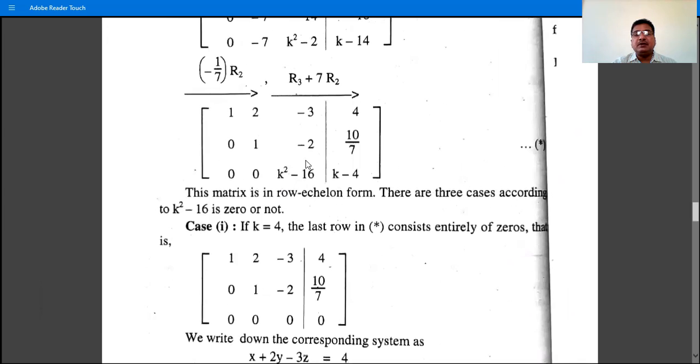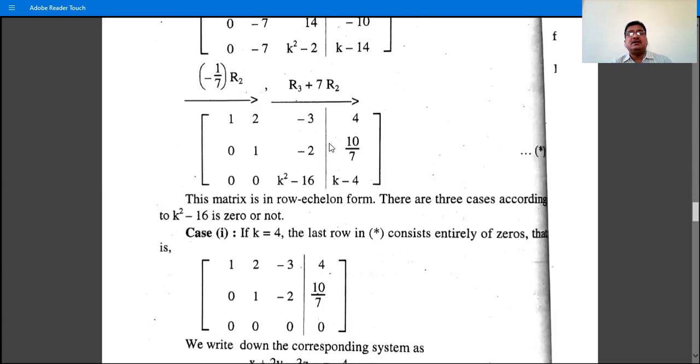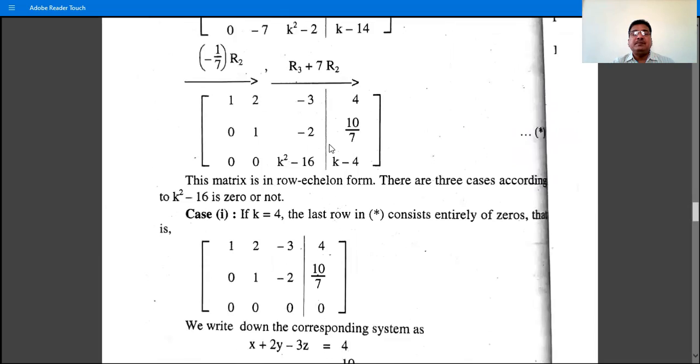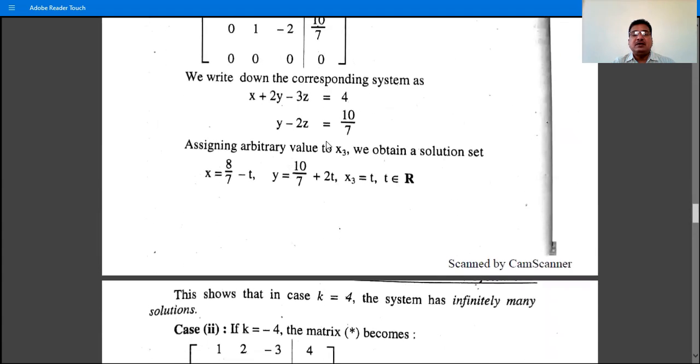So if k is 4, then this is 0, this is 0. Rank of A is equal to rank of AB, and it is equal to 2, which is strictly less than the number of variables. So if k is 4, then the system has infinitely many solutions.